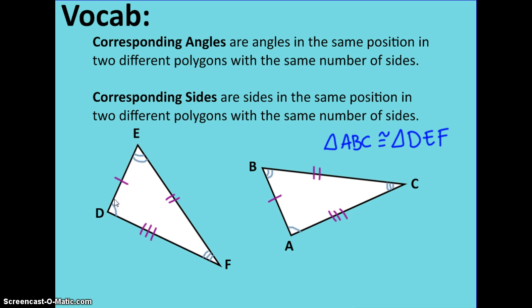That being said, I also have three pairs of corresponding sides. DE corresponds to AB, EF corresponds to BC, and DF corresponds to AC.